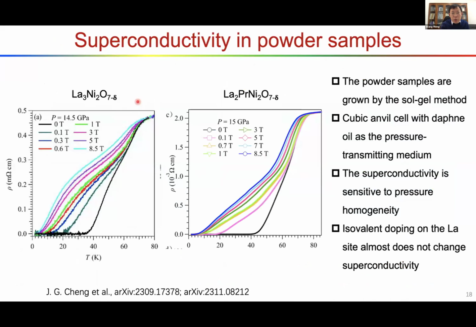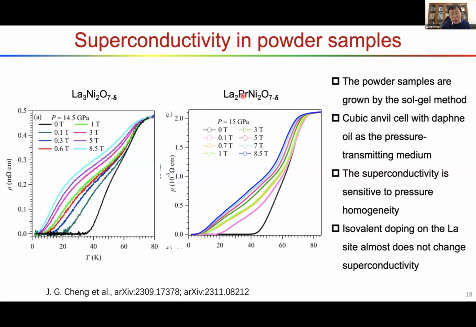All the data I showed you were based on single crystals, but actually using this sol-gel method, we can grow powder samples. And Professor Jinguang Cheng's group measured those powder samples using this cubic anvil cell with La3Ni2O7 as the pressure transmitting medium. They can also observe a superconducting transition and zero resistance. So we know the superconductivity is very sensitive to pressure homogeneity. If we use the diamond anvil cell to measure those samples, we couldn't observe zero resistance.